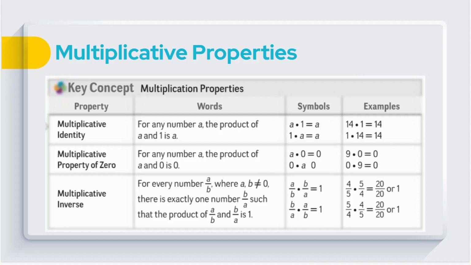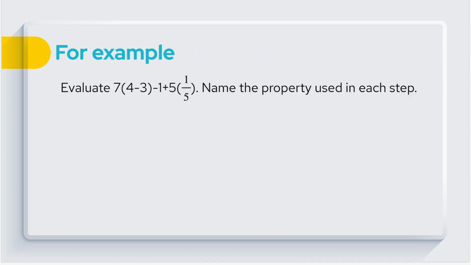Next slide. Here we have an example. Let's evaluate this expression here: 7 times (4 minus 3) minus 1 plus 5 times 1 over 5. And we're going to name each property that we use in each step. So I'm just going to write it again because I like to.